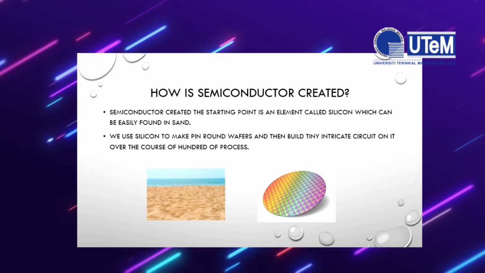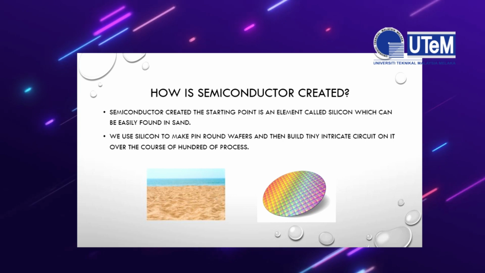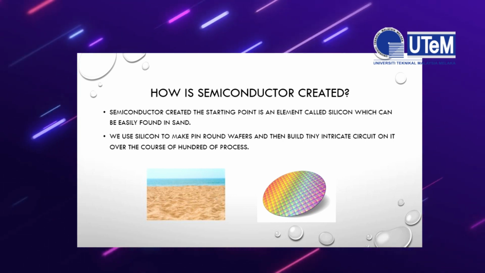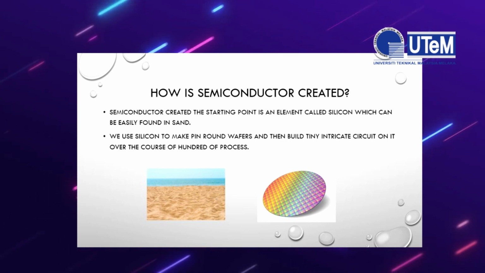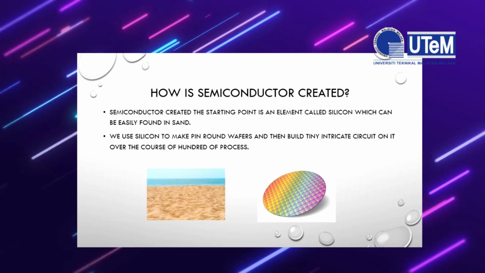How is semiconductor created? The starting point is an element called silicon, which can be easily found in sand. We use silicon to make thin round wafers and then build intricate circuits on it over the course of hundreds of processes.